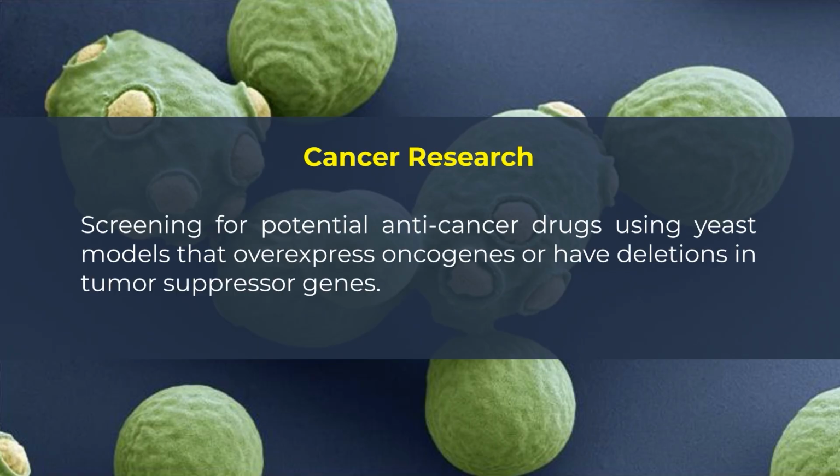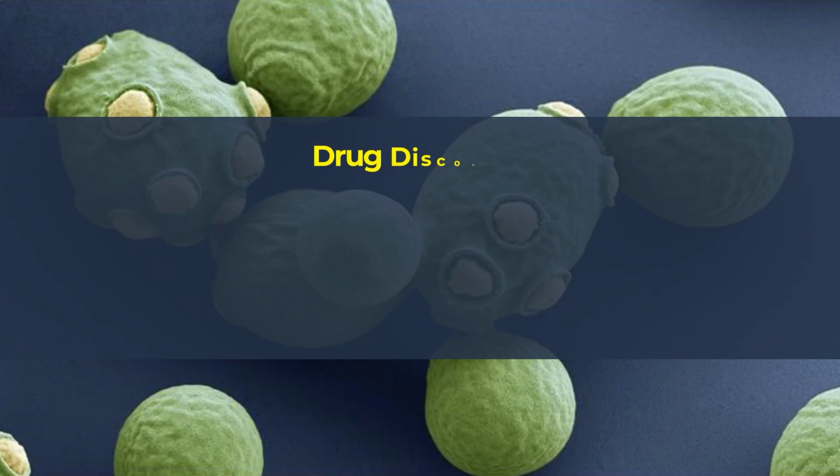It is also used for screening potential anti-cancer drugs using yeast models that overexpress oncogenes or have deletions in tumor suppressor genes. So yeast models which have deletions in tumor suppressor genes or have overexpressed oncogenes can be used as an excellent model organism for the screening of potential anti-cancer drugs for cancer treatment. Next, yeast is used for drug discovery. How?